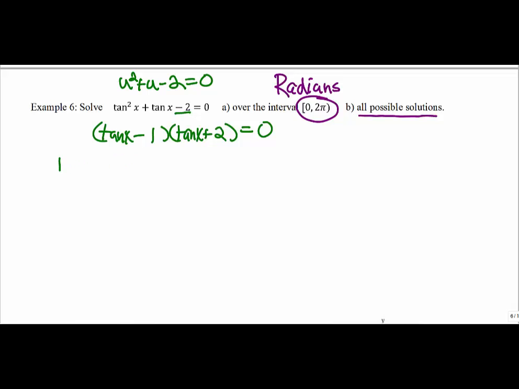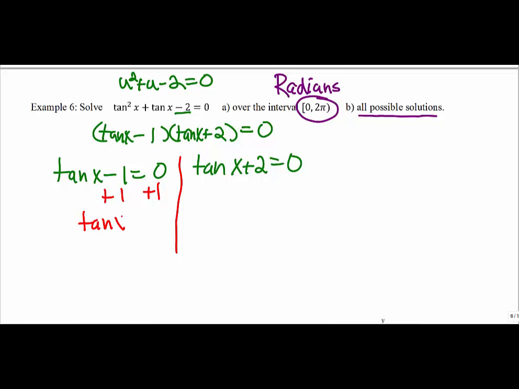So now that it's factored, we're going to set each of those factors equal to 0, and then solve the linear forms of each of these equations. So plus 1, we get tangent x is equal to 1. Minus 2, we get tangent x is equal to -2.